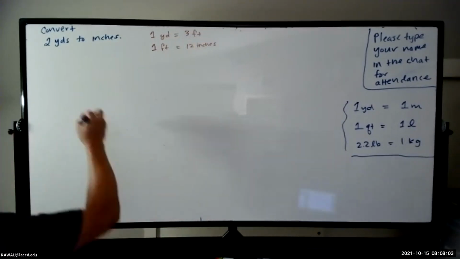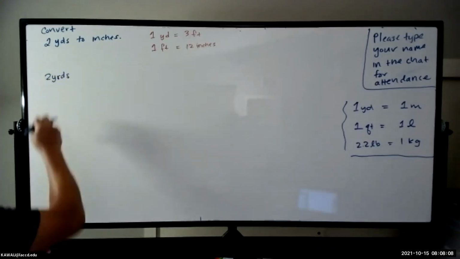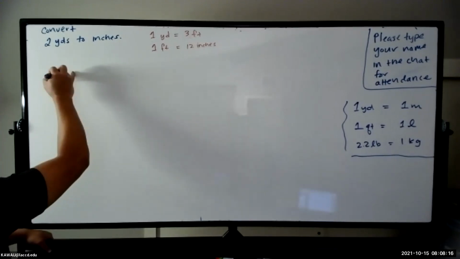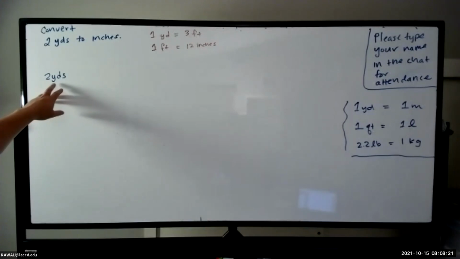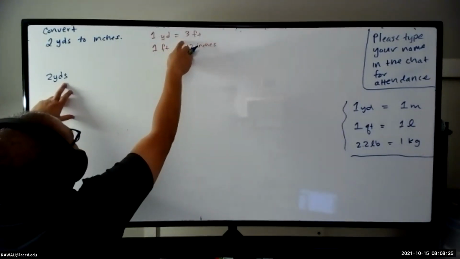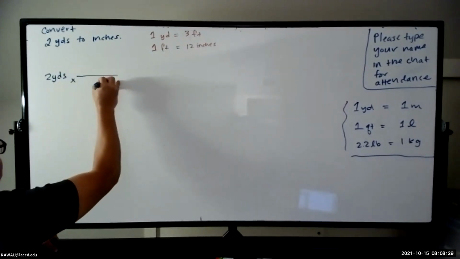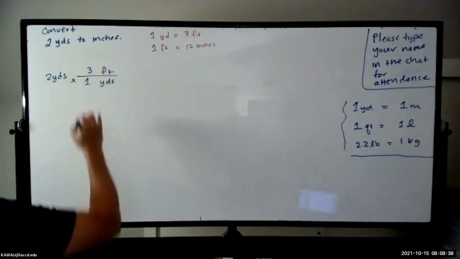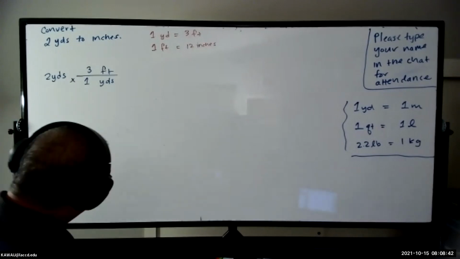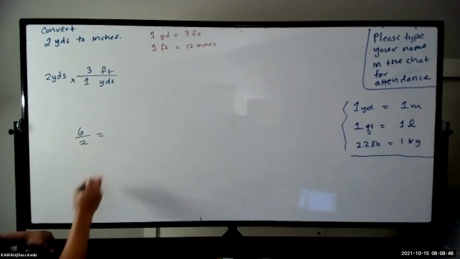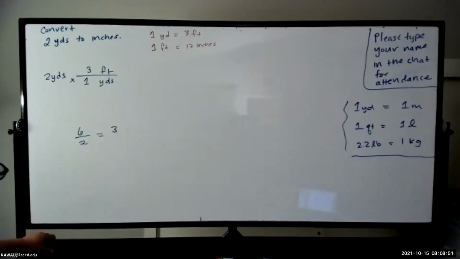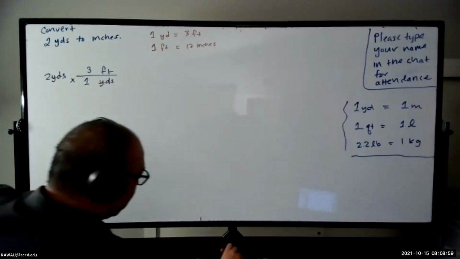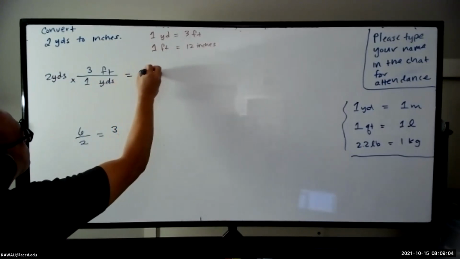You can say 2 yards. Now, to remember whether I multiply by 3 or divide by 3, what you want to do is have the yards on the bottom, feet on top. So 1 yard is equal to 3 feet. Now, the reason why you're doing that is, for example, when I have something like 6 over 2, I'm allowed to do a division where I go 6 divided by 2 is 3. In the same way here, the units will cancel each other out, and then you'll end up with 6 feet.